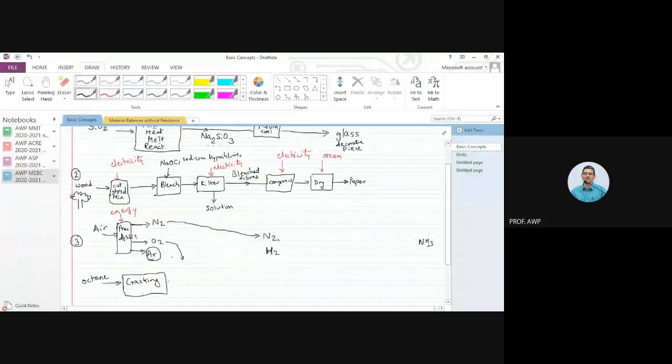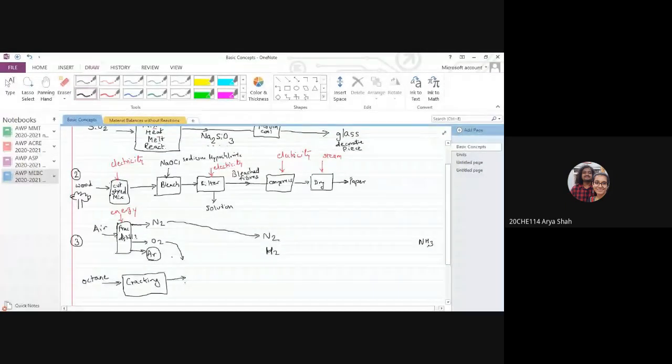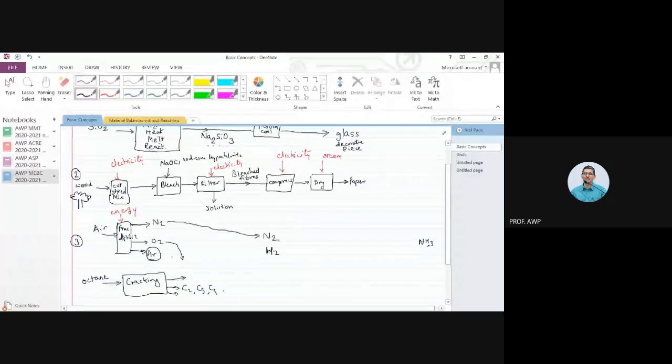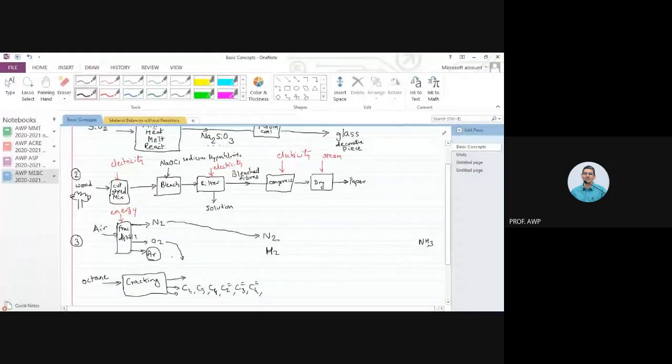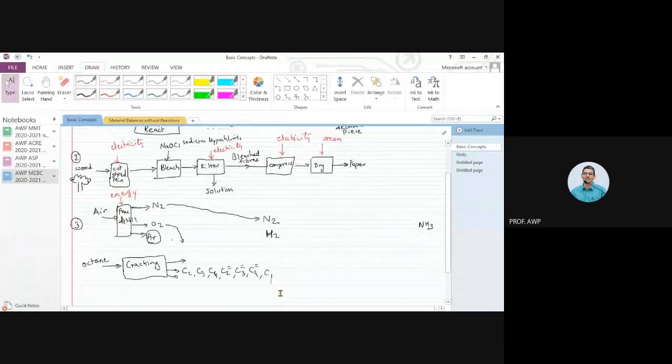Then what happens when you crack octane? What do you get? We get a smaller alkane and an alkene plus hydrogen. So you get smaller alkanes. Let's call them C2, C3, C4, maybe C2 double bond, C3 double bond, C4 double bond, maybe C1 also, methane also. And you get hydrogen also.